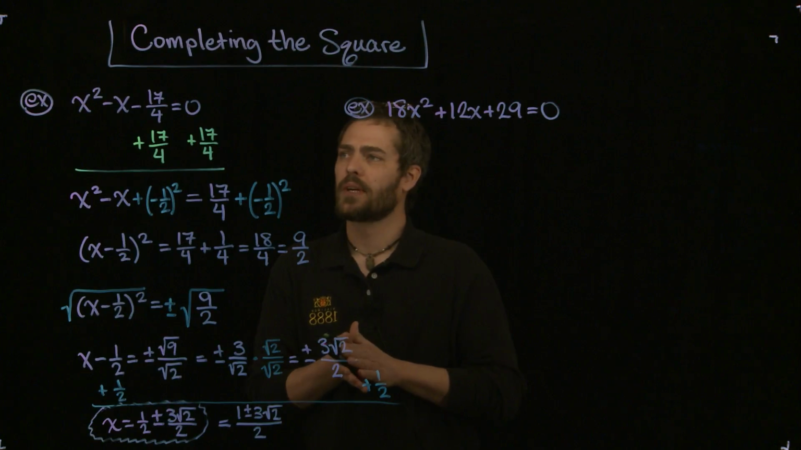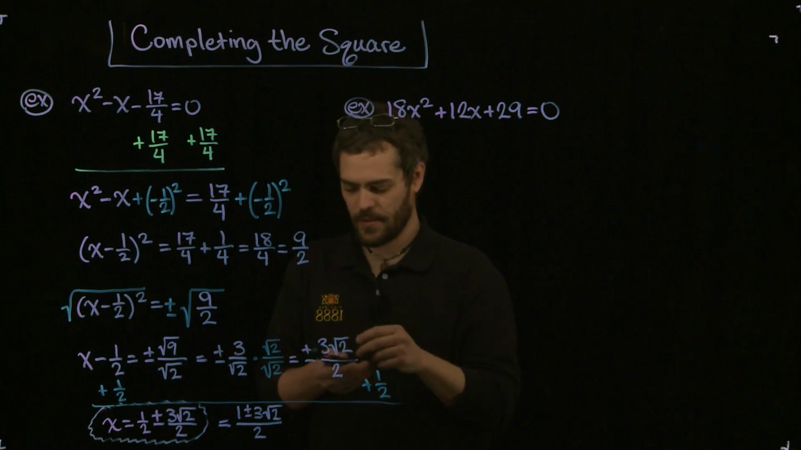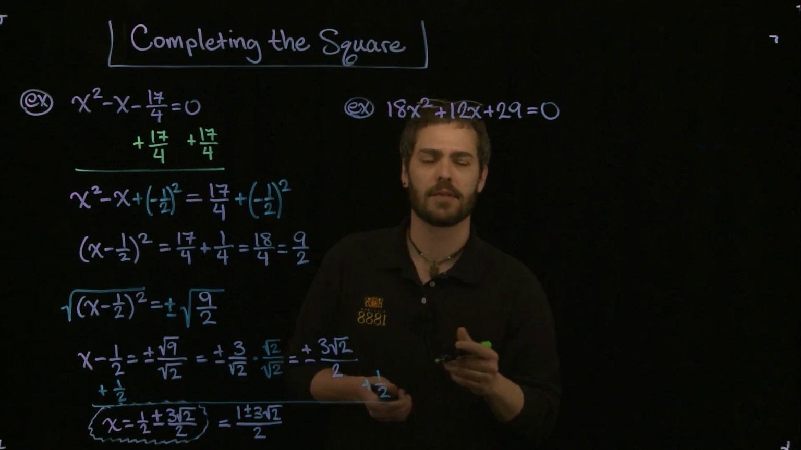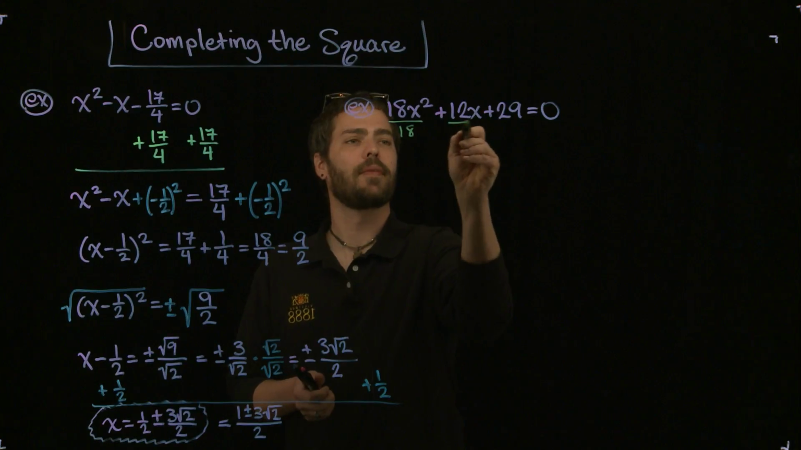So here's another case where we're trying to complete the square. The leading coefficient is not 1. We need to make it 1. So let's start by dividing everything by 18.